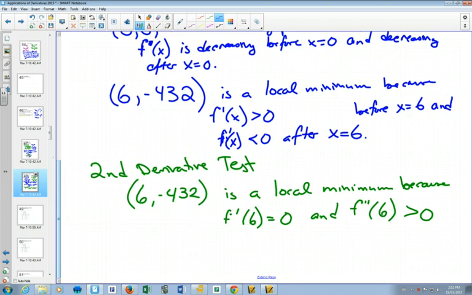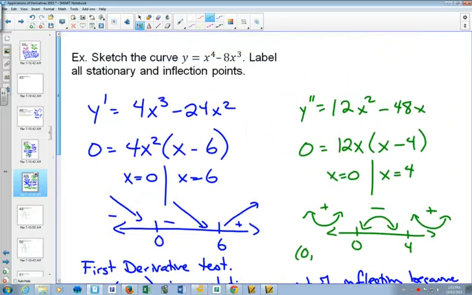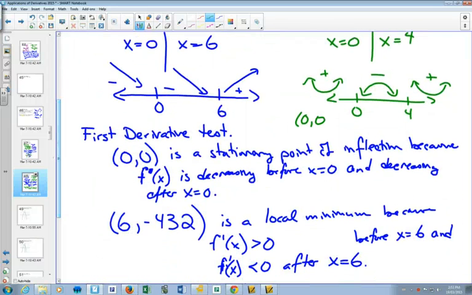The second derivative test is just about maximums and minimums. We can tell from our second derivative that 0 is an inflection point because it changes concavity at that point, but we don't have to say that, because the second derivative test is not about concavity, it's about maximums and minimums. By the way, our 2 points here are (0, 0), I'll do them in green, and (4, negative 256). Negative 256. And these are both inflection points.